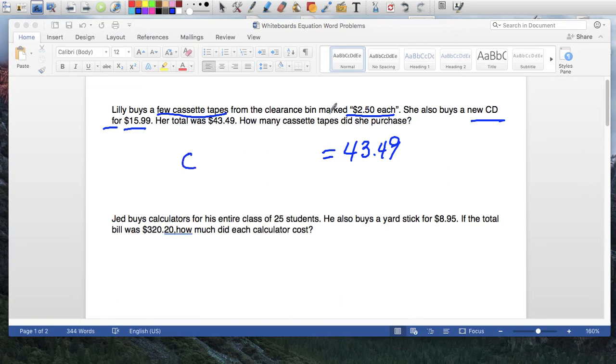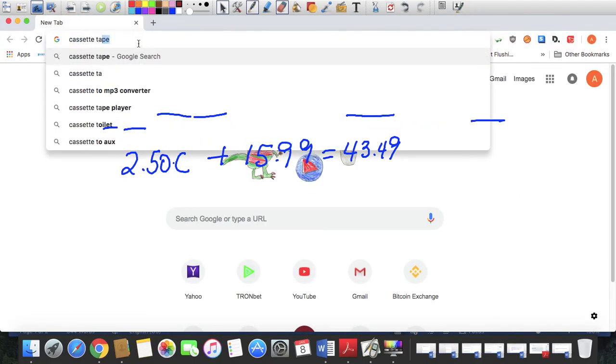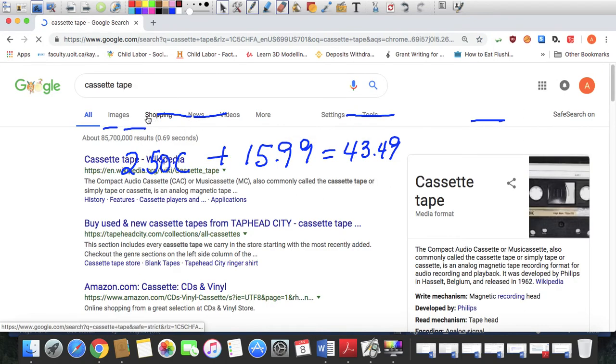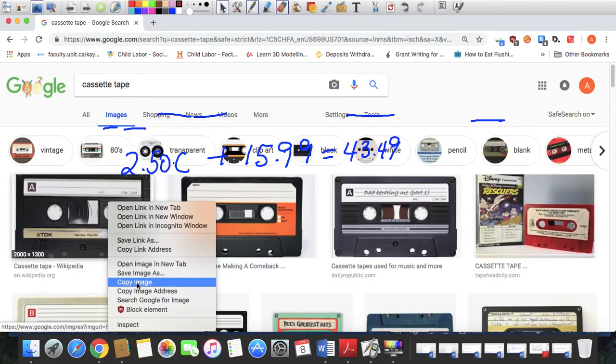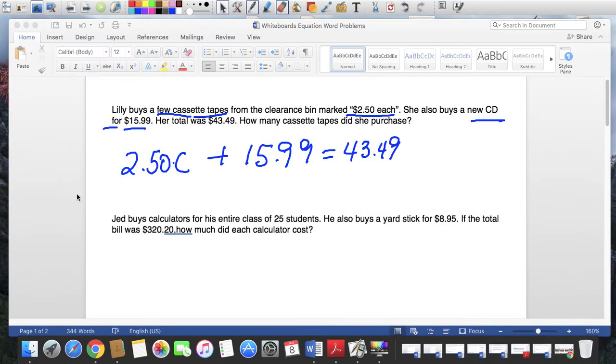Okay, she bought cassette tapes, and each cassette tape was $2.50. Right? Each cassette tape. So how many cassette tapes did she buy? We don't know. And then she also bought one CD for $15.99. Okay, so that's our equation. So remember, maybe you need to know what a cassette tape is. Cassette tape. Okay, so this is a cassette tape.